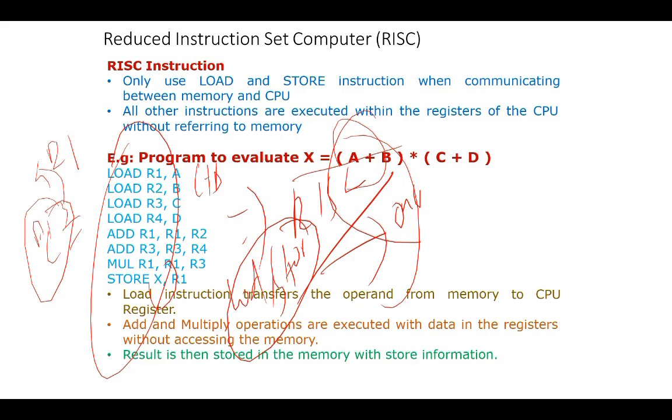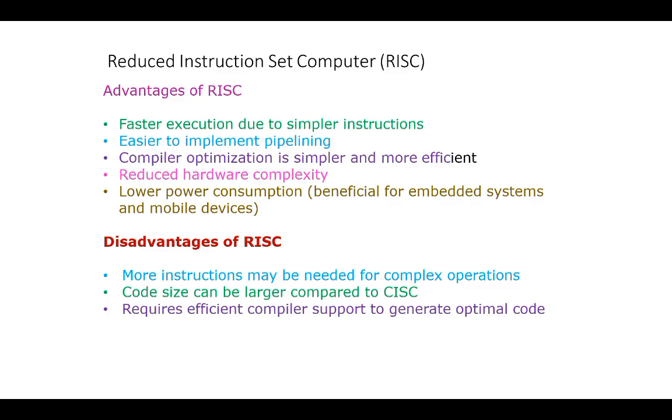So here we can see that three major things are involved: load, register operations, and store. This is what we have seen in RISC.